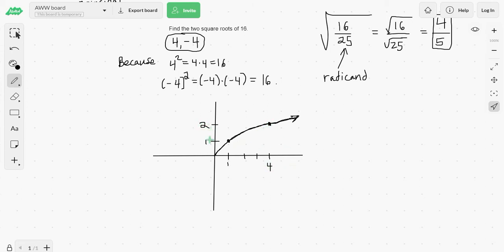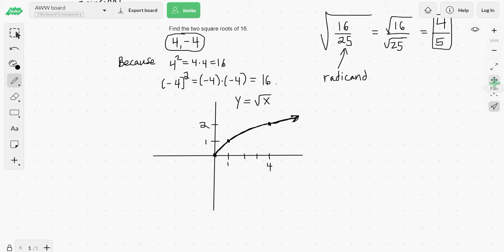So this is just kind of a rough sketch, but notice that the domain, let me label this a little better, this is y equals the square root of x. Notice the domain of this function is only the non-negative real numbers. So we have 0 and all of the positive real numbers. So that's just a quick sketch of the square root of x.